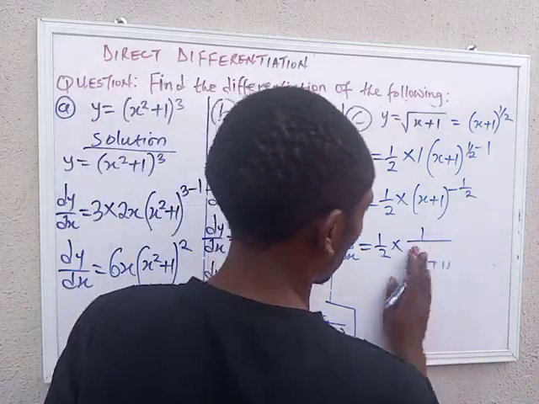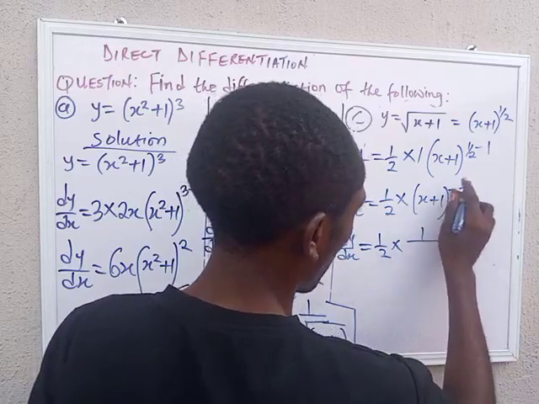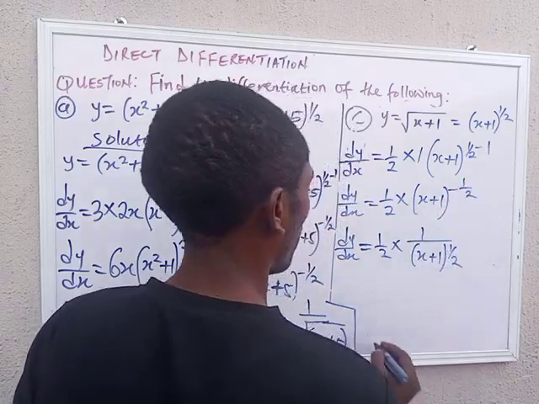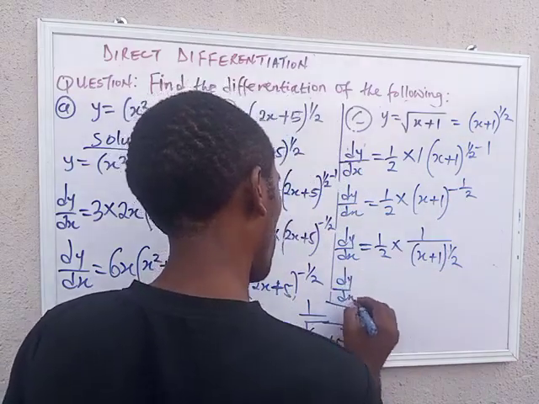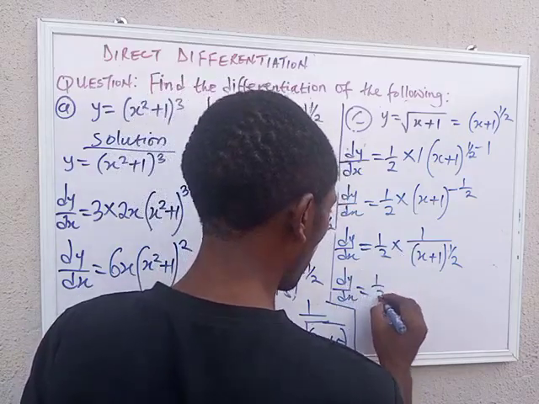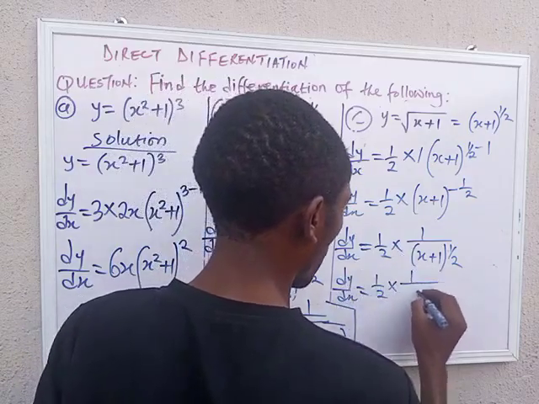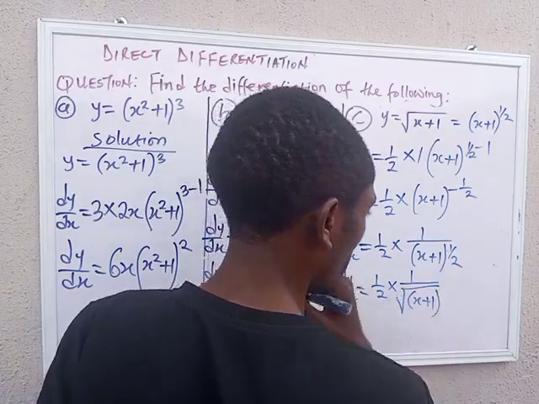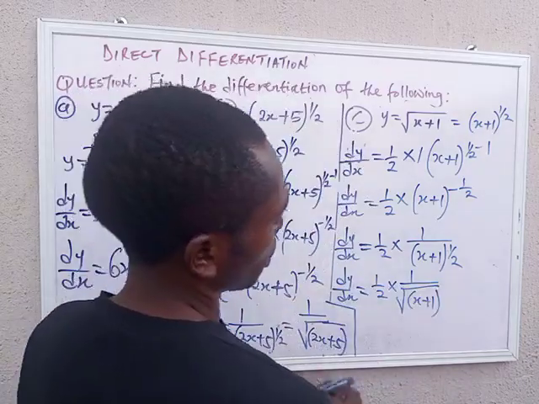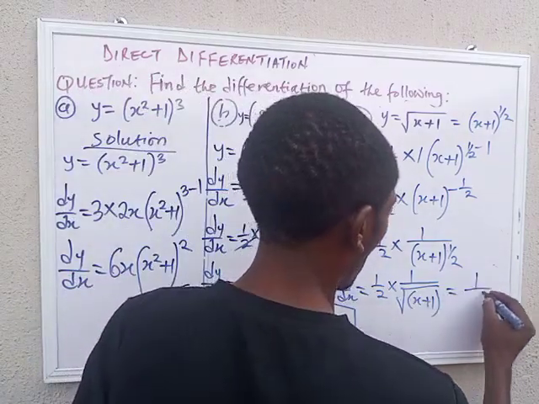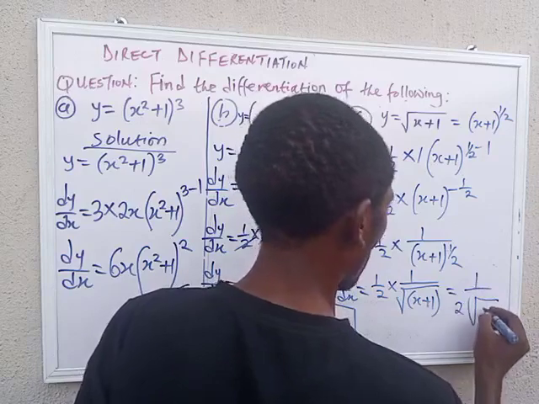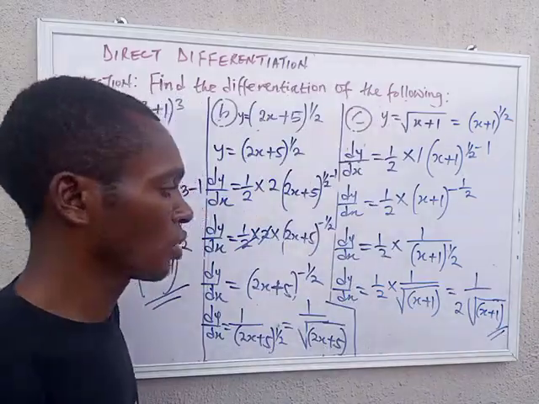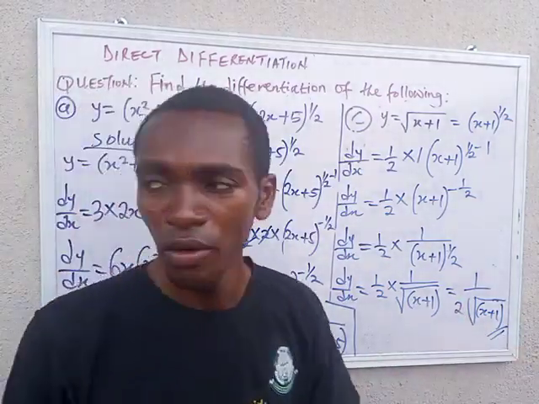This is the same thing as minus, 1 over x plus 1 raised to the power of half. And this is the same thing as dy dx is equal to 1 over 2 times 1 over the square root of x plus 1. That's the meaning of this one. Now we can rewrite this as 1 over 2 square root of x plus 1 as our solution to this problem. This is a simplified form of this problem.